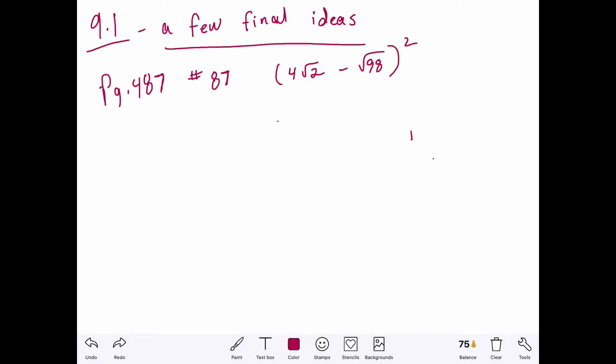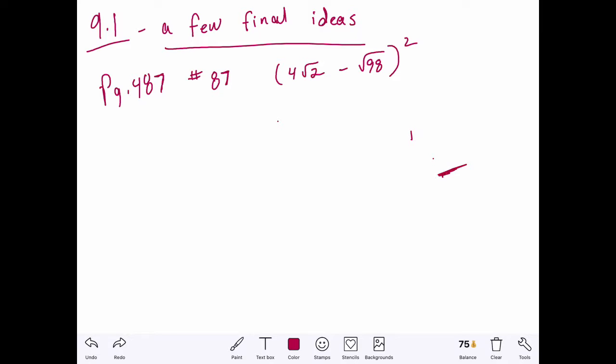Okay, so let's put a few more things together here to finish up 9.1. And let's just work a few problems, and hopefully then that'll let you complete this section. There's a lot in it, that's for sure. Okay, so let's look at page 487, number 87. It asks us to square this quantity here.